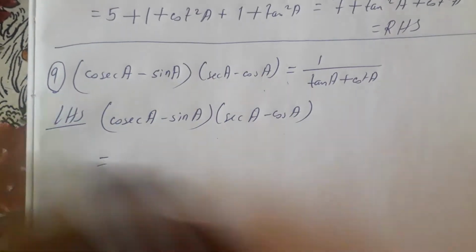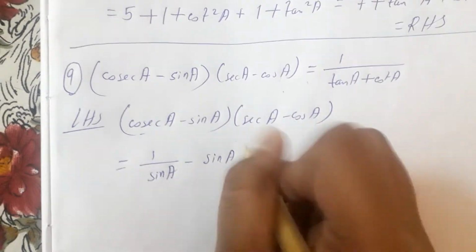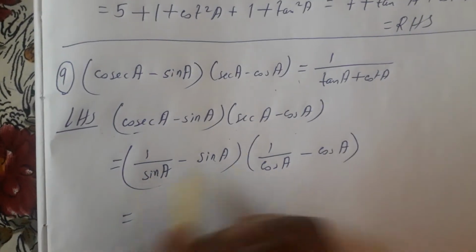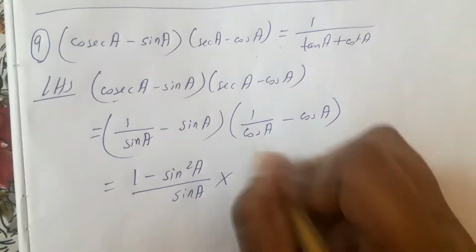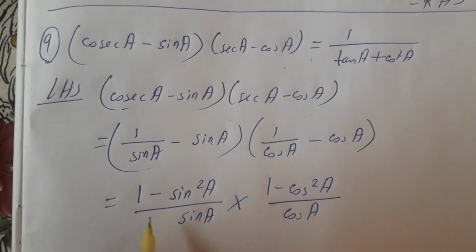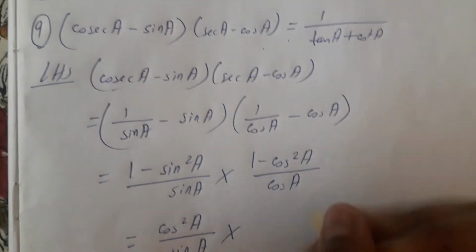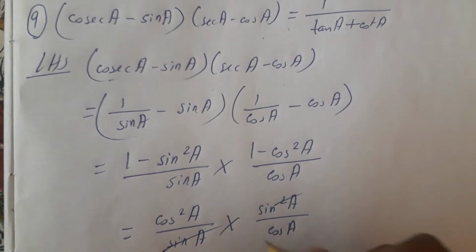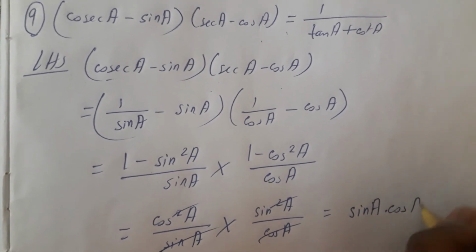Now you have to convert it into sin and cos. So cosec means 1 by sin A minus sin A, into 1 by cos A minus cos A. Now simplify: (1 minus sin square A) divided by sin A, into (1 minus cos square A) divided by cos A. Now see students, 1 minus sin square A means cos square A divided by sin A, into 1 minus cos square A, which means sin square A divided by cos A. So the squares will be cancelled out and you will get the answer sin A into cos A.